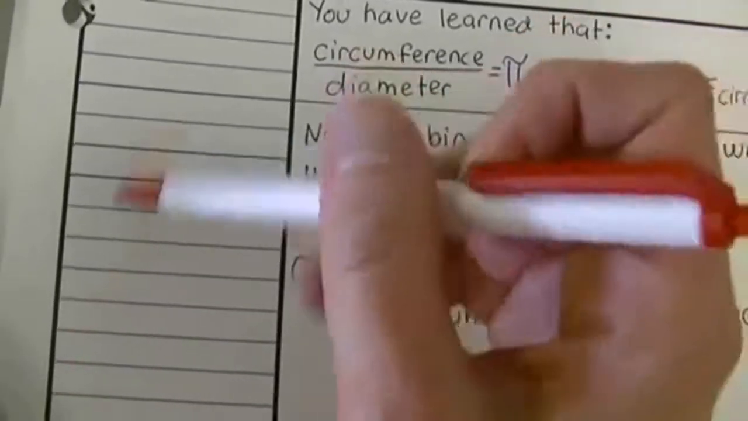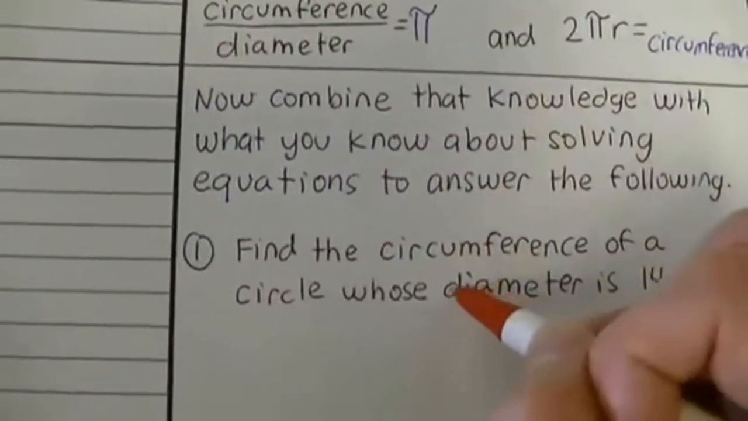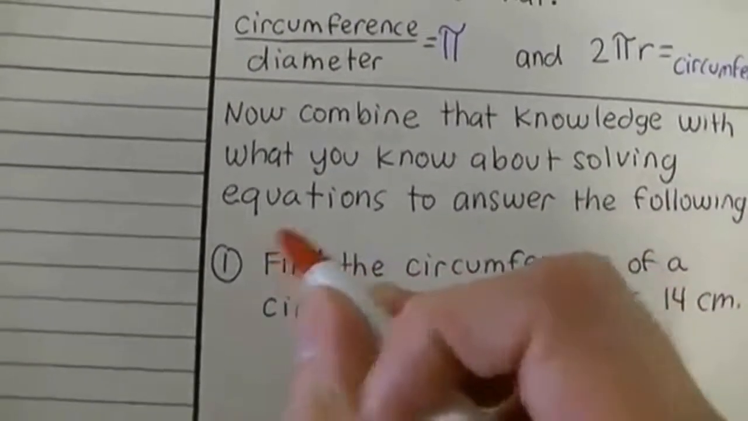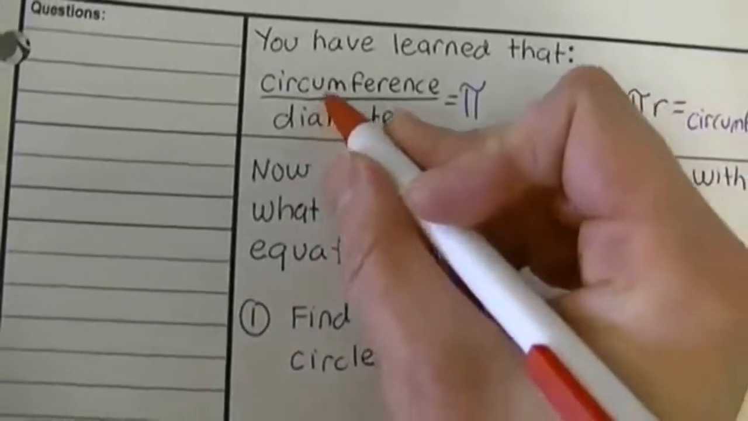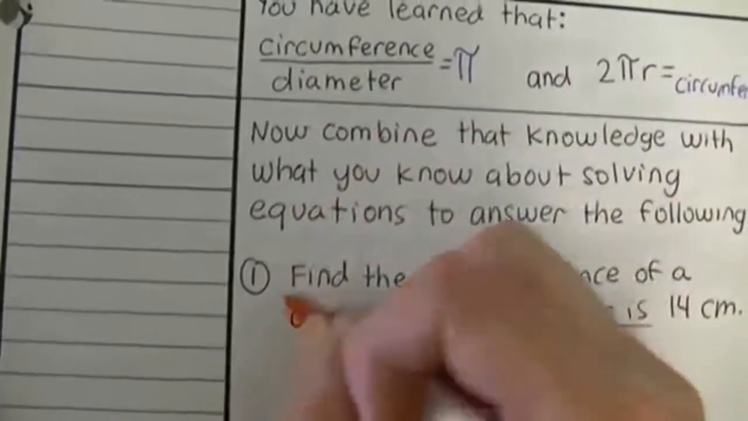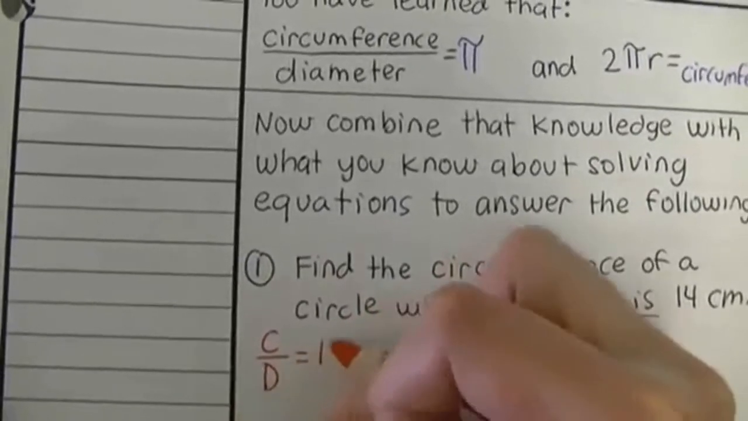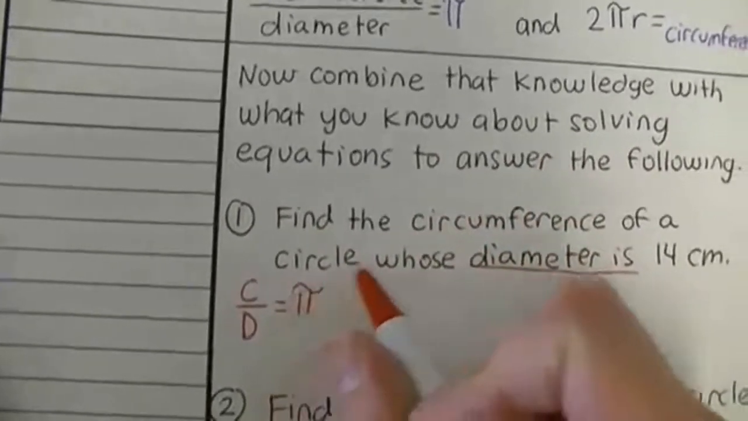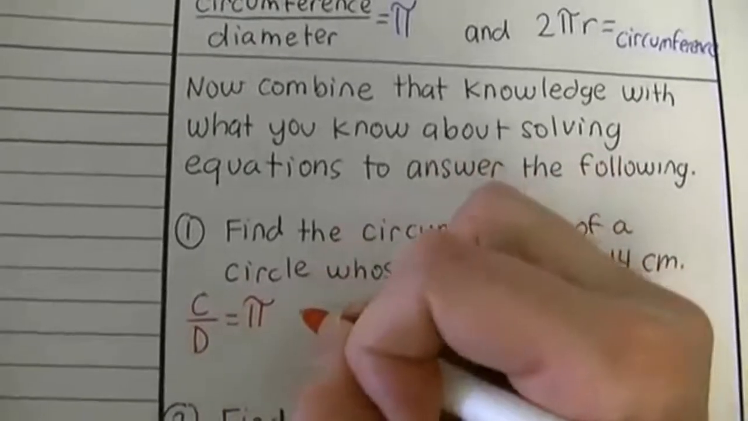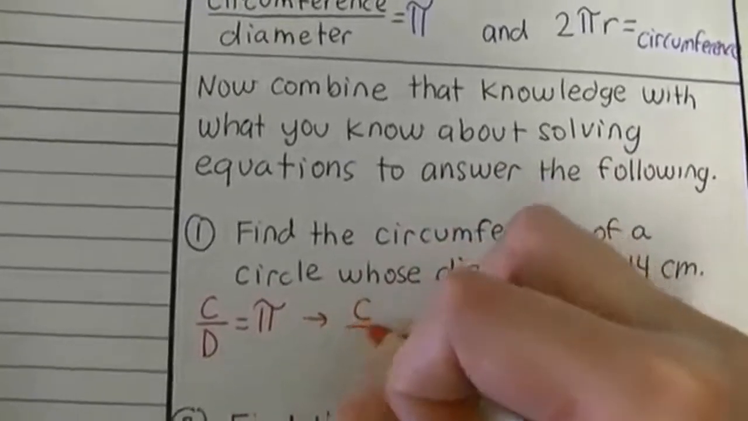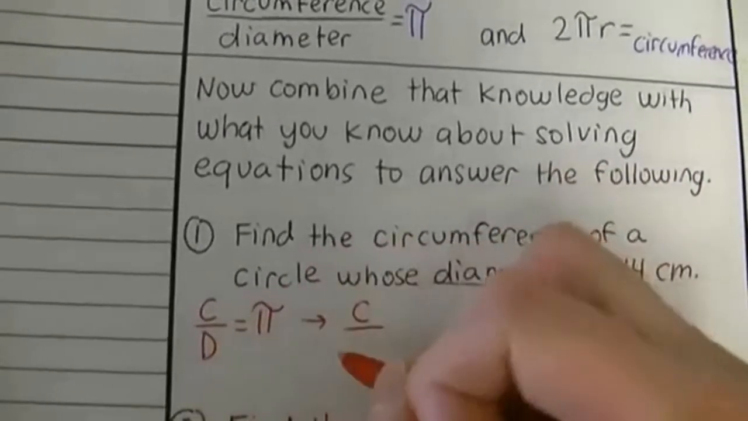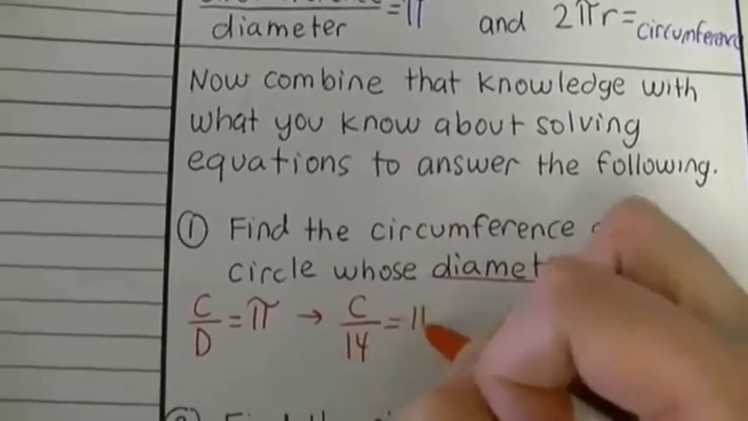If you need to, you could draw a picture of what that would look like, but I know the diameter is the distance all the way across, like that. So on this side, I'm going to use this equation. And instead of writing out circumference divided by diameter, I'm going to use C divided by D equals pi. Okay? So we have to find the circumference, so I'm going to keep that as a letter C, as a variable. It tells me the diameter is 14, so I'm going to just plug it in. And that's going to equal pi.